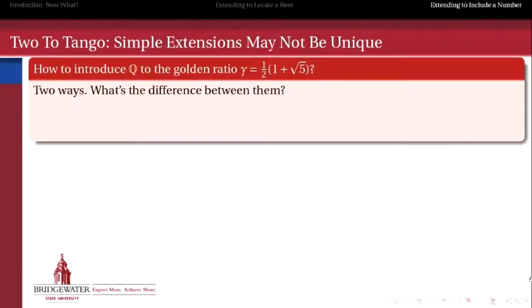But now to finish, I want to muddy the waters just a little bit, because there is more than one way to create such an extension field. So we're going to look at how to extend the rational numbers to include the golden ratio. Because I want to do this example justice, let's make this a separate video. So in the next video, we'll look at two different ways to introduce the rational numbers to the golden ratio, 1 plus radical 5 over 2, and look at what the difference is between those two different ways.